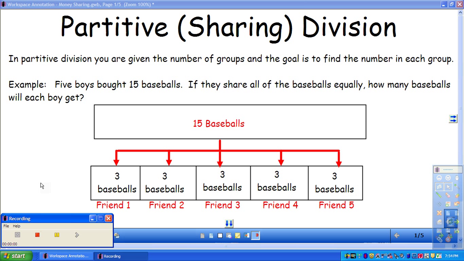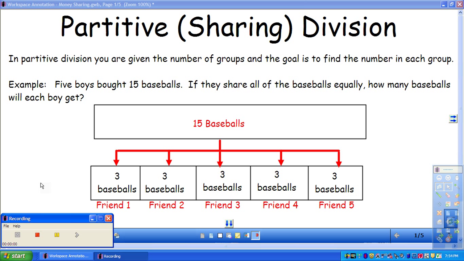Okay, in this video we're going to take a close look at partitive or sharing division. In partitive division, you're given the number of groups and the goal is to find the number in each group. So, I've given you an example.